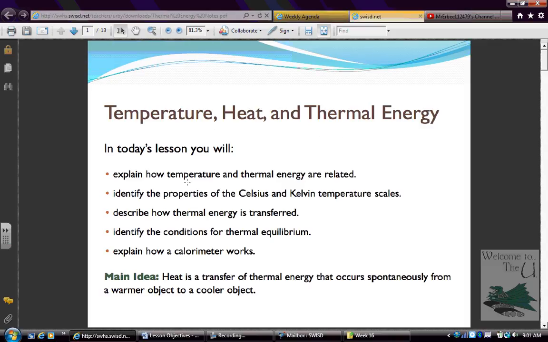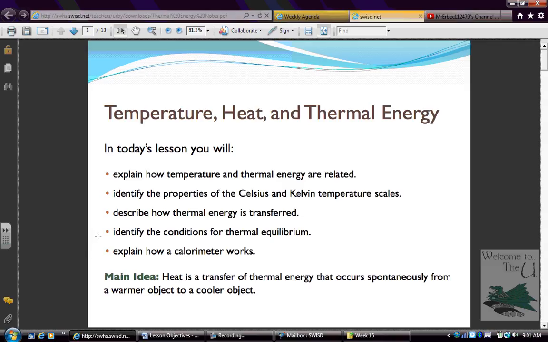Today it's going to be important that when you leave, you're able to explain how temperature and thermal energy are related to each other. It's going to be important that you can identify the properties of the Celsius and Kelvin temperature scales, because we use Kelvin in this class, and so it's going to be important you understand why we use the Kelvin as opposed to Celsius.